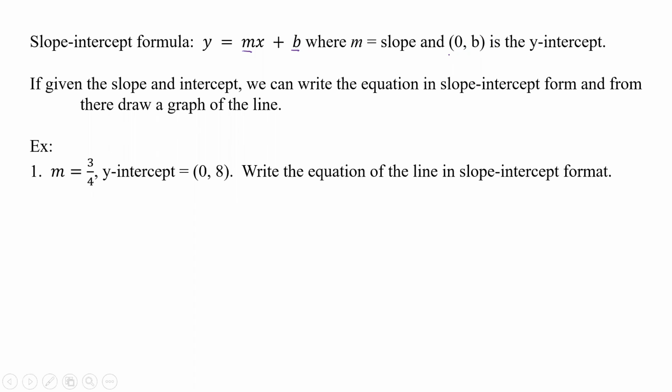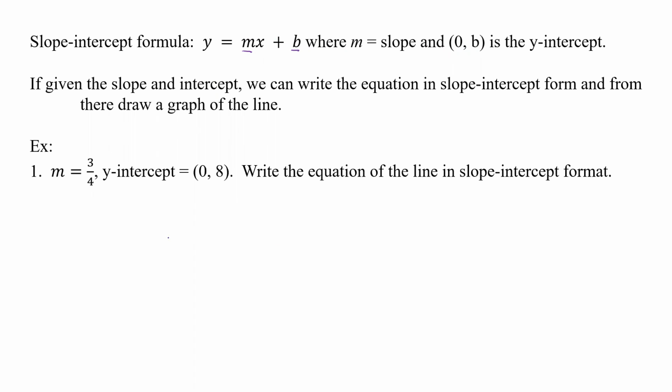Now, if given the slope and the intercept, we can write the equation in the slope-intercept form. From there, we can also draw the graph of the line. So if we know the slope and the intercept, we just plug in m here and the b here, and we've got our slope-intercept formula. Then from there, we can actually graph the line if that's the next thing they ask. Not always do they ask that, but sometimes it will.